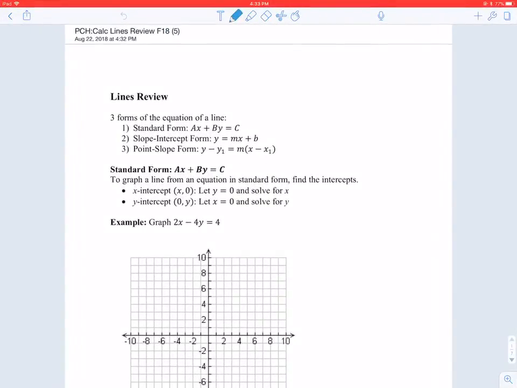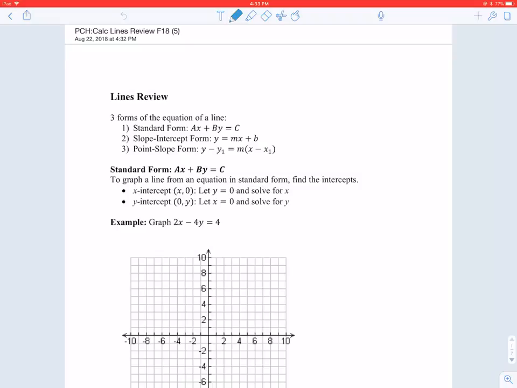So this video is to review lines. If you think back to Algebra 1, when you first started studying lines, you would have probably started by being given an equation, and then you would have made a t-chart where you would have chosen values to plug in for x, and then you find the y that goes along with that x. And then you would have been introduced to the different forms of the equation of a line.